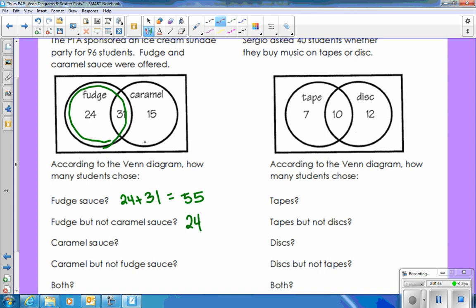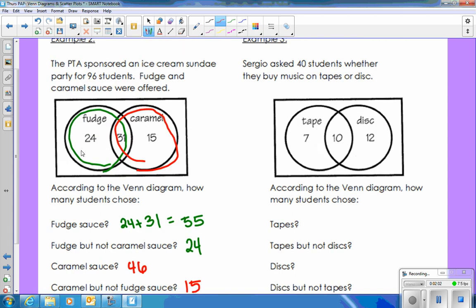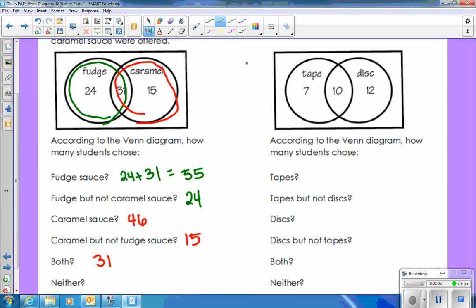Caramel sauce is going to be the whole circle. 31 plus 15 is 46. Caramel but not fudge would only be this area. 31 chose both. How many chose neither? Well, I started out with 96. 24 chose fudge. 31 chose both. 15 chose caramel. So if I subtract all those values, I come up with 26, which means 26 chose neither. Notice how I drew it outside of the circles? That's how you represent neither.